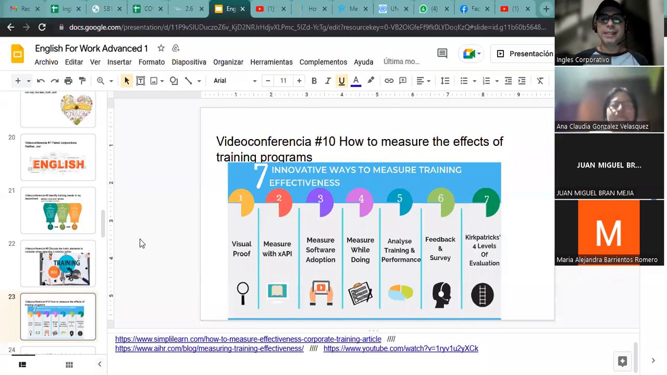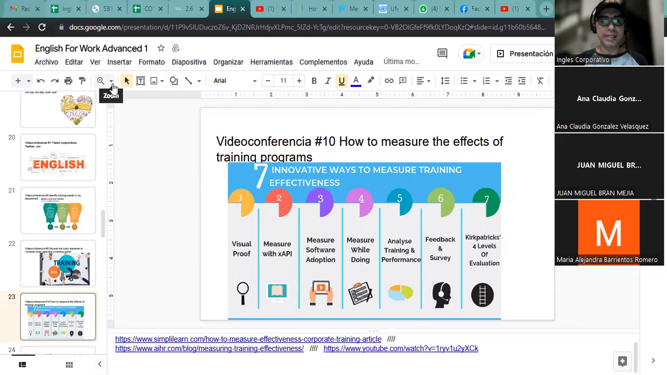Okay, so this is the class of today, how to measure the effects of training programs. This is like a little introduction that I found. Seven innovative ways to measure training effectiveness. Number 1 is visual proof. What do you think this is about?